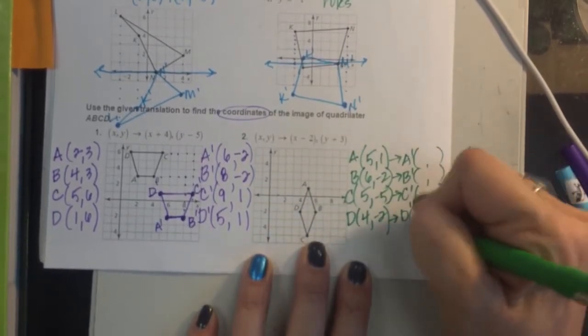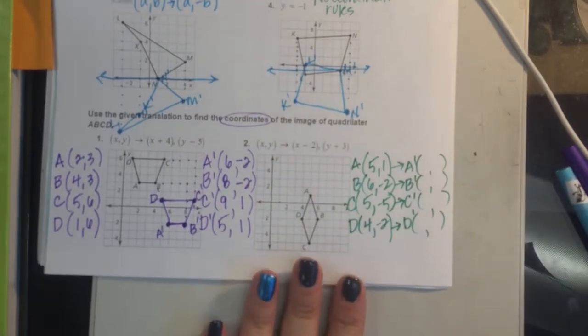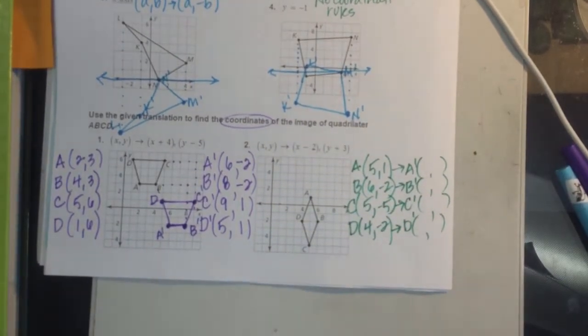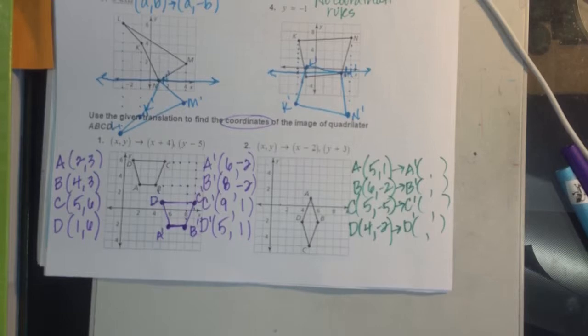Write down all your x's. Subtract 2 from every single x. Subtract 2 from every single x. Jot down what they are.